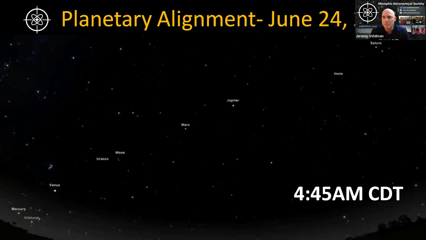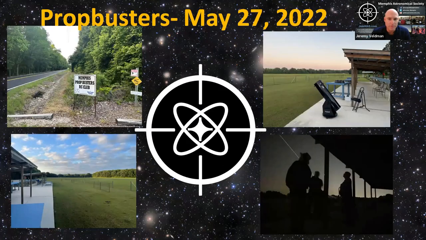So mark your calendars, set your alarms, and Prop Busters might be a good site for that, or any other site if you can get to it with a clear view of the eastern horizon, hopefully without any obstructions, no trees or buildings or anything like that. So that's why I liked the Prop Busters site for this potential viewing event. I think it would be a good place.